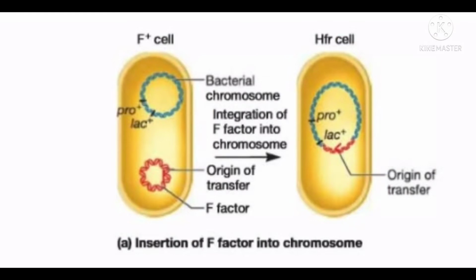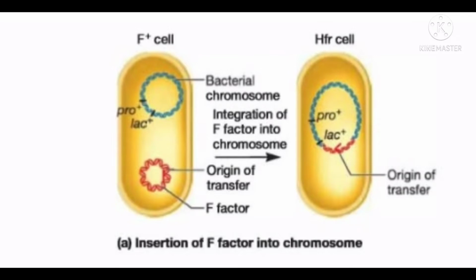Here you can see an F plus cell and an Hfr cell. Just look into their difference. In the case of the F plus cell, there is a main bacterial chromosome, which you can see here in blue color. There it is written proline plus and lactose plus. That means the main chromosome carries the genes required for the synthesis of proline and the genes required for the utilization of lactose. In the same cell you can see another DNA, a circular double-stranded DNA, that is the F factor.